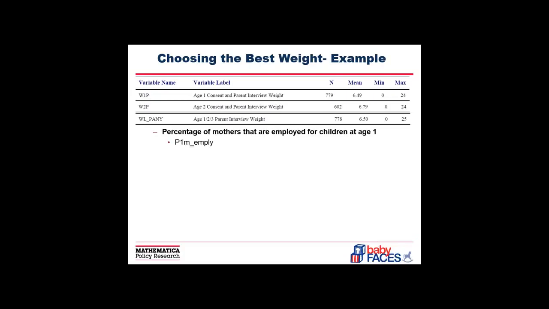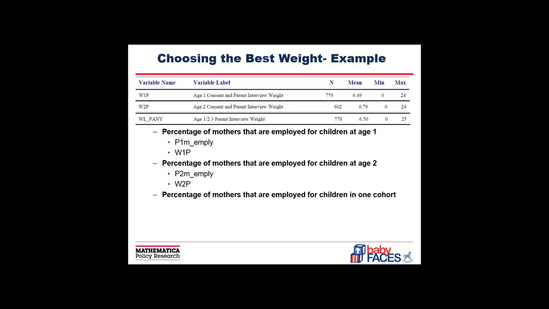P1M_employ, which, as a reminder, is an age 1 variable from the parent interview, using the weight W1P. Similarly, if you would like to find the mean of mothers that are employed for children at age 2, you would take the mean of P2M_employ, using the weight W2P. As you can see from this example, the second character of the cross-sectional weights, which is 1 for W1P and 2 for W2P, corresponds to age, and the third character, which is P for both of these weights, indicates that the weight is used for parent interview data.